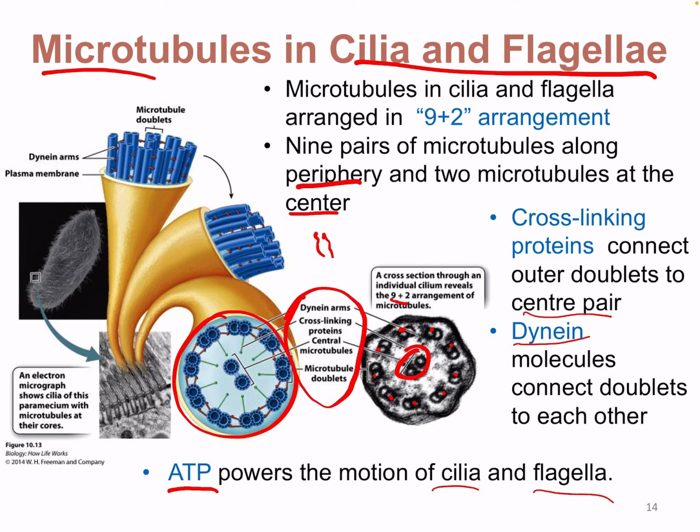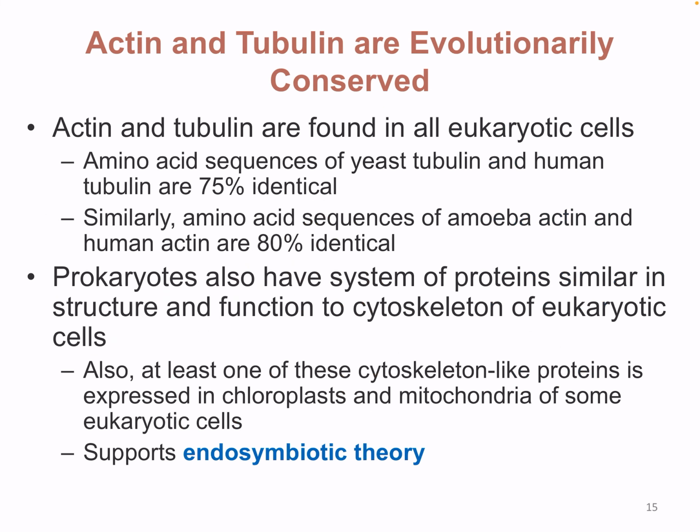A few more. So again, we have our dynein arms, which are these little arms. We have cross-linking proteins, which you can see here. We have a central microtubule right there, and then our microtubule doublets throughout. And there's 9. Remember the 9+2 rule.